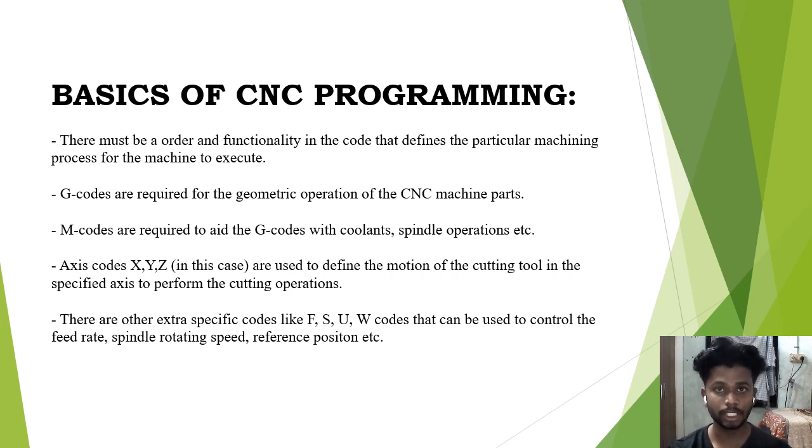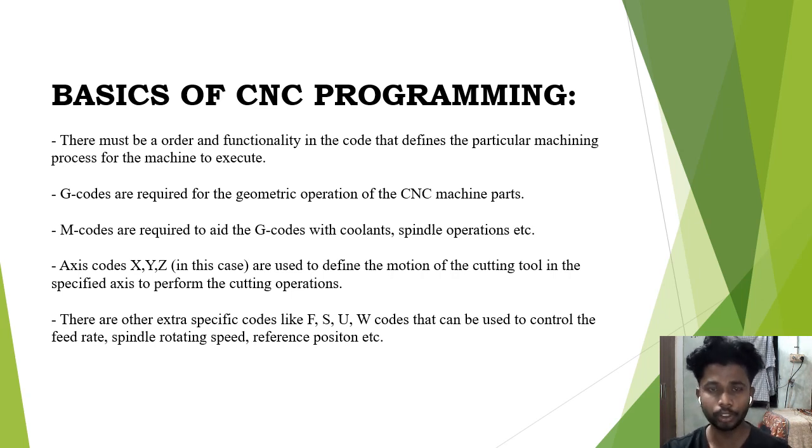And there are extra specific codes like F code, S code, U code, and W code. The F code is used for giving a specific feed rate according to the user. S is for the spindle rotating speed. The RPM can be given along with this code. Like if you give S 1000, it means that the RPM of the spindle must be 1000 RPM.